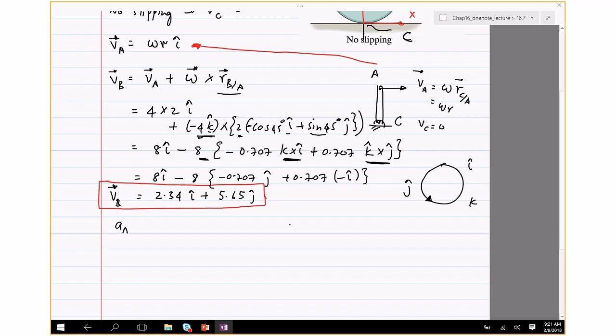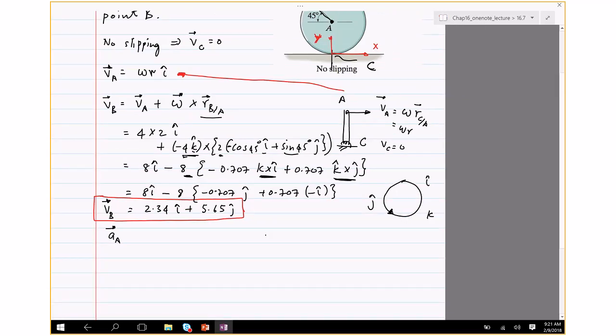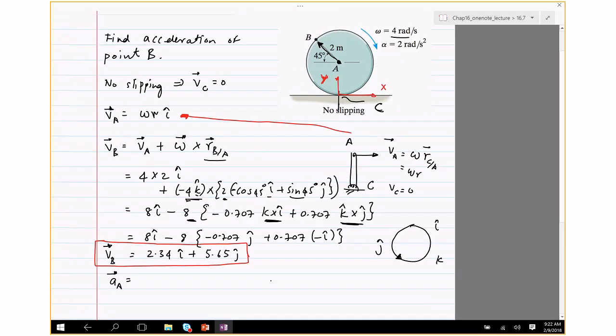So acceleration of A, which is this point here in the middle, is also going to be in the same direction. If the disk spins with an acceleration of alpha in the clockwise direction, the acceleration of point A is going to be to the right, and it's going to have a magnitude of alpha times r.